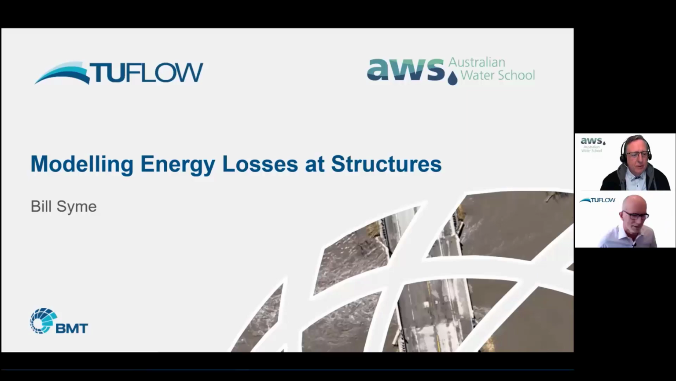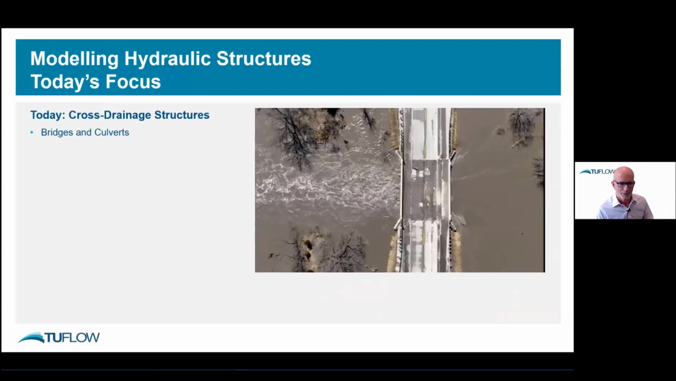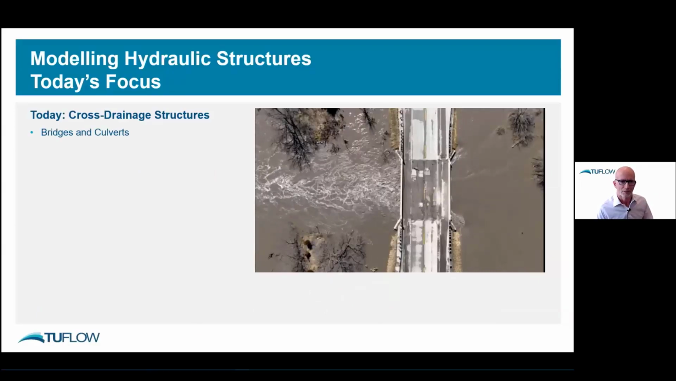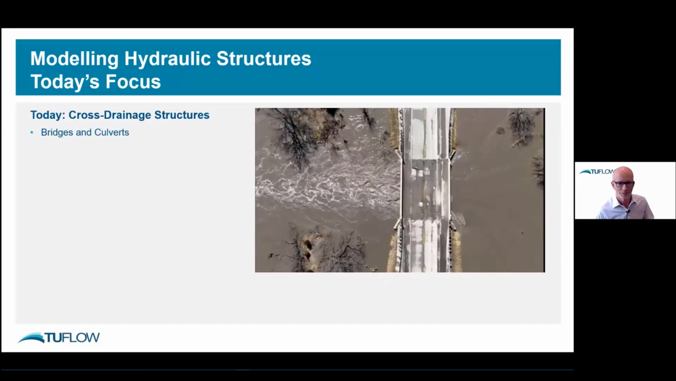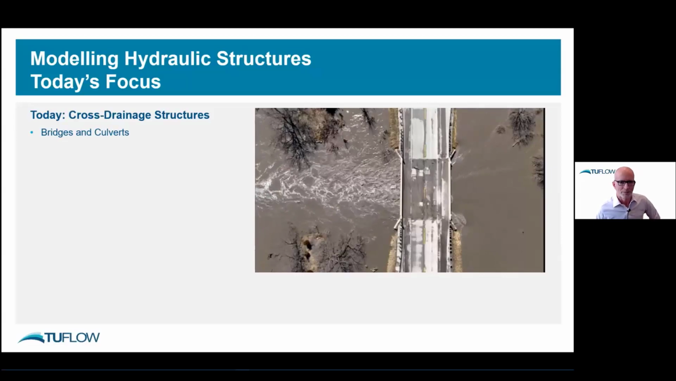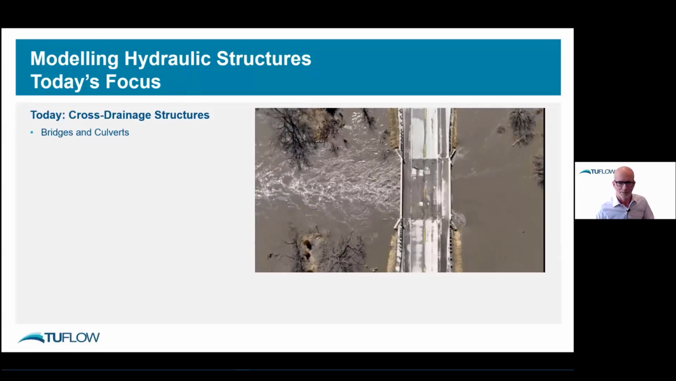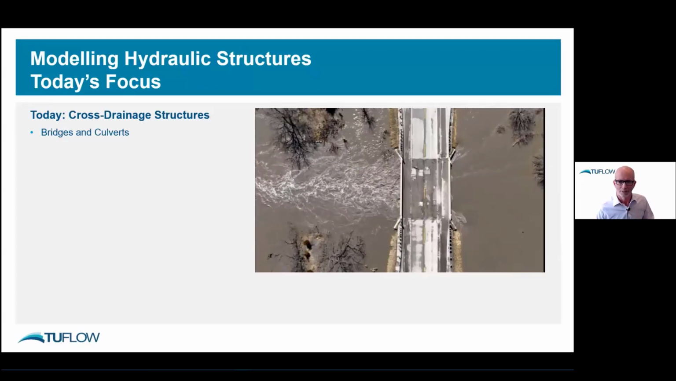Okay. Today is all about modeling energy losses at structures. Today's focus is going to be very much about cross drainage structures, such as the one in the video there. So we're talking about bridges and culverts, and basically anything that takes flow through an embankment is really the focus of today's discussion, but it could apply to any sort of structure over an open channel, basically.